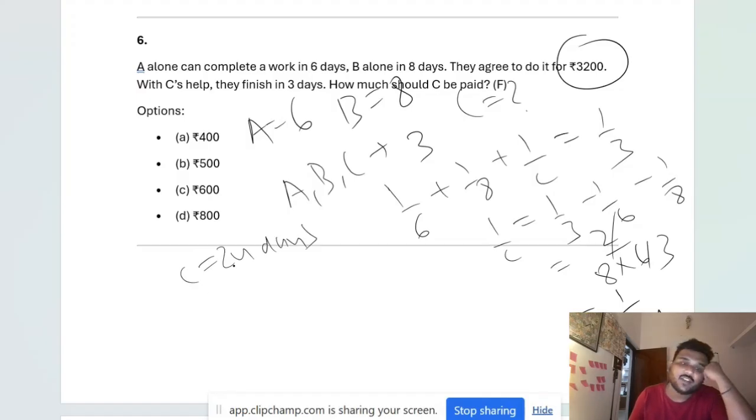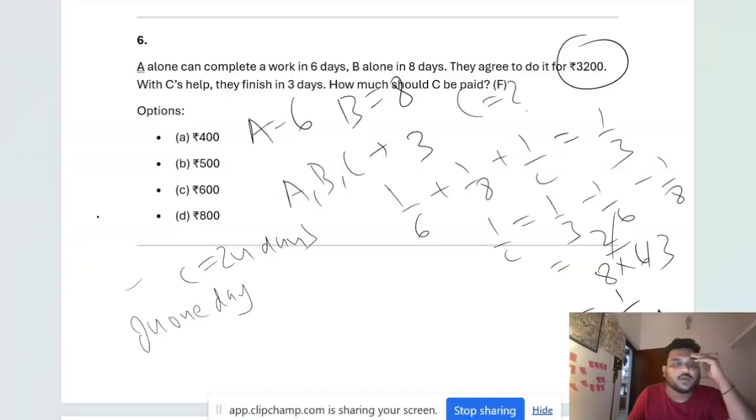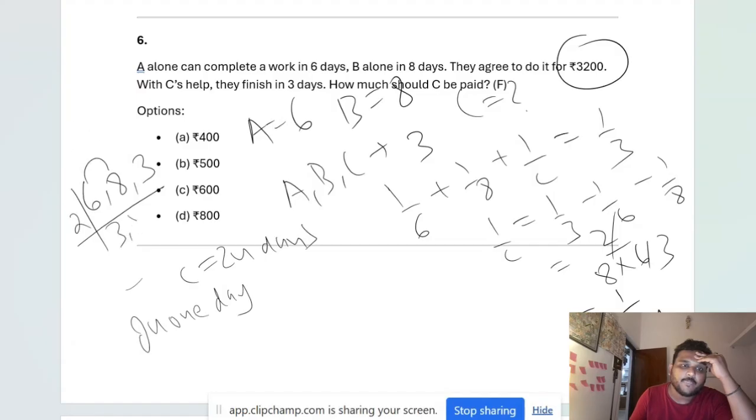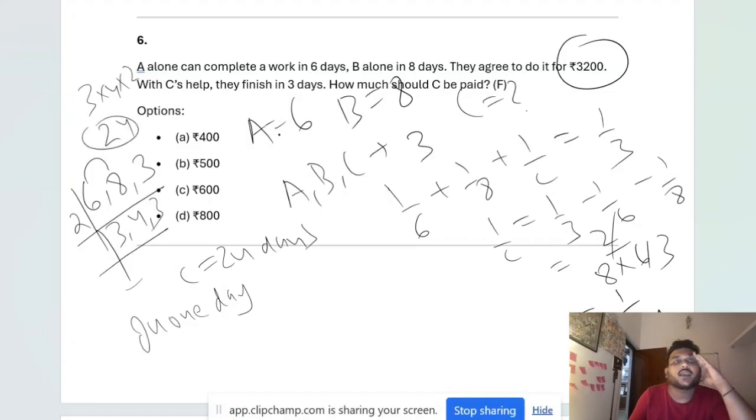So how will you calculate? First, you cannot give him more money, so you need to find out in one day how much work they are doing. Since A is taking 6 days, B is taking 8 days, and the total number of days they're taking is 3, if I take an LCM, how much will it be? It will be 3 into 4 into 2, 8, 16, 24, right? Now, 24 is the LCM.